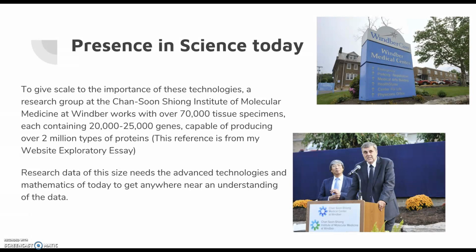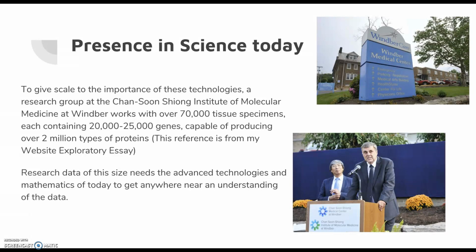So what is bioinformatics' presence in science today? To give scale to the importance of these technologies, an example from my website exploratory essay: the Chan Soon-Shiong Institute of Molecular Medicine at Windber works with over 70,000 tissue specimens, each of those specimens containing 20,000 to 25,000 genes, and each of those genes capable of producing over 2 million types of proteins. So you can just imagine the amount of data they have to deal with, and really the necessity of the computers and the hardware and the technology to deal with such a thing.